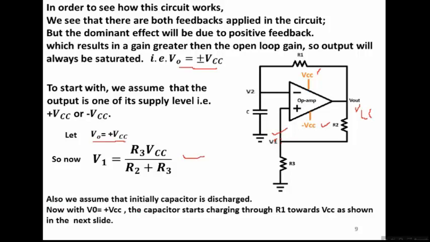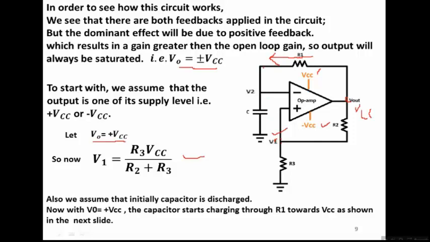Also, we assume that initially the capacitor is discharged, and now with V out equal to VCC here, this capacitor would start charging through this resistor, through this path. The current would start flowing in this path due to this voltage appearing at the output node. The current would start flowing in this connection and start charging the capacitor.